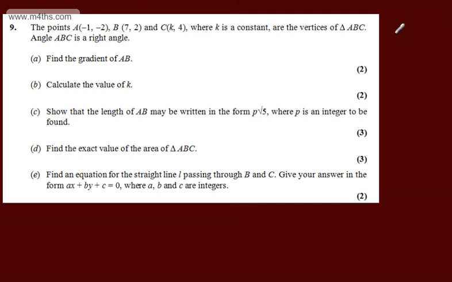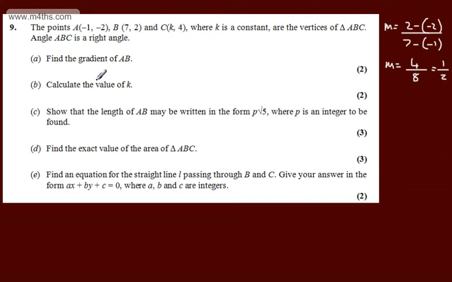The gradient is simply the change in y over the change in x. So if we consider the gradient, we've got the points A and B. We'll do 2 minus -2, that's the change in y, over the change in x, which will be 7 minus -1. You can of course do those the other way round. Either way round you will get the same value. So we have 4 over 8, which is going to give us 1/2. So we can say the gradient of AB is 1/2.